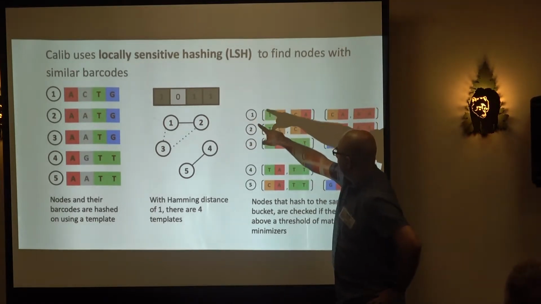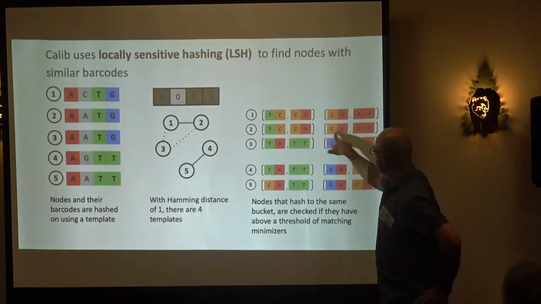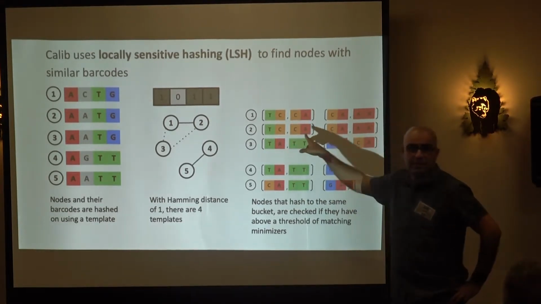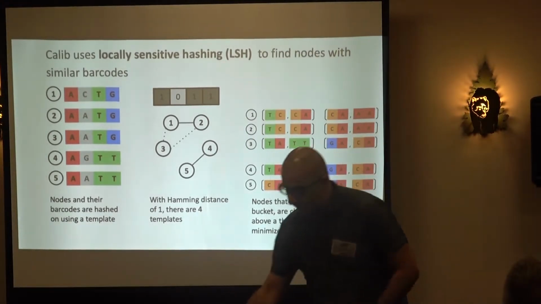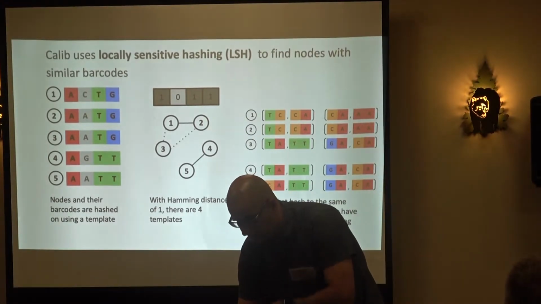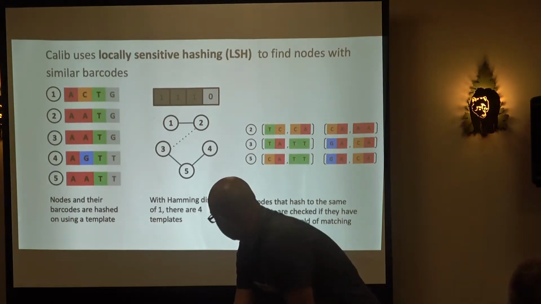So here, this is the second template. These three have the same barcode, and if you look at their k-mer content, both of them have the same k-mer content, so their sequence similarity is very high. So we'll add an edge between node 1 and 2. And so on and so forth, you can build this graph.